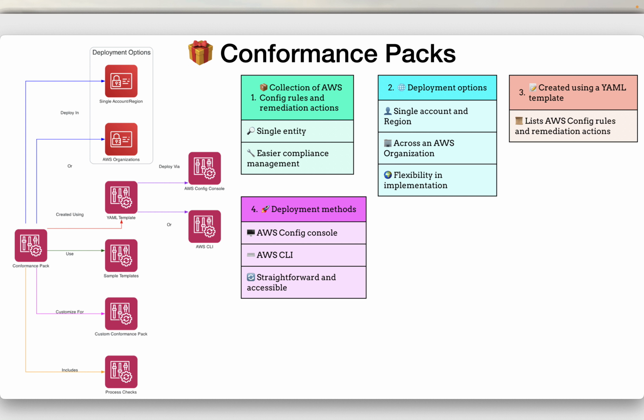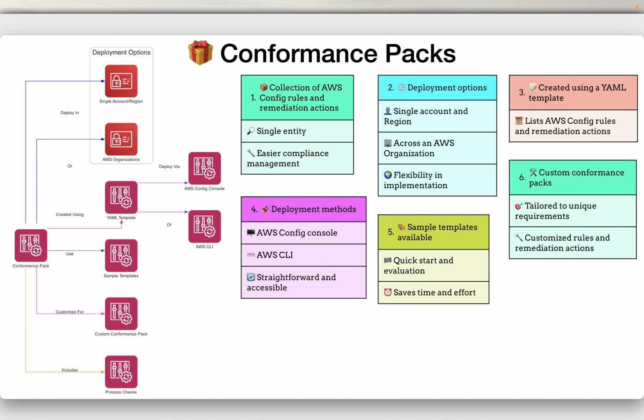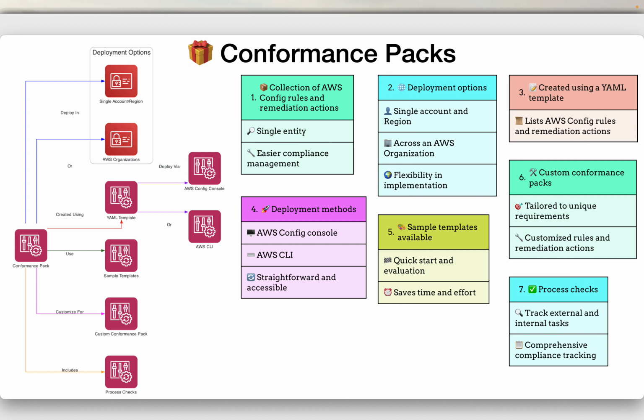Conformance packs can be deployed using the AWS Config Console or the CLI. AWS provides sample conformance pack templates that users can use to quickly get started and evaluate their AWS environment. Users can create custom conformance packs from scratch based on their unique needs, which allows for tailored collections of AWS Config rules and remediation actions. Process checks, a type of AWS Config rule, can be added to a conformance pack to track external and internal tasks that require verification, enabling comprehensive compliance tracking in a single location.